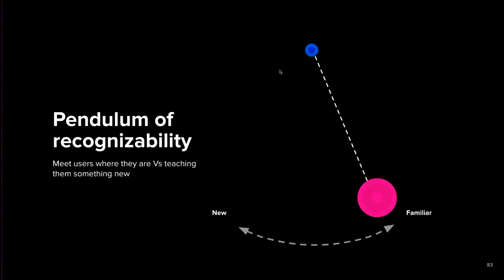Then you have the pendulum of recognizability. When you're designing a metaphor or a mental model, you have a choice between designing something new versus designing something that exists. Designers oftentimes want to design something new because it makes us feel much more enriched. But there's a lot of value in doing something that's standard.